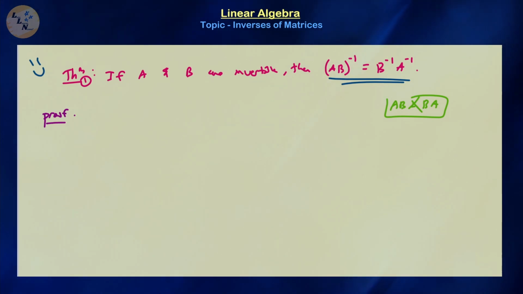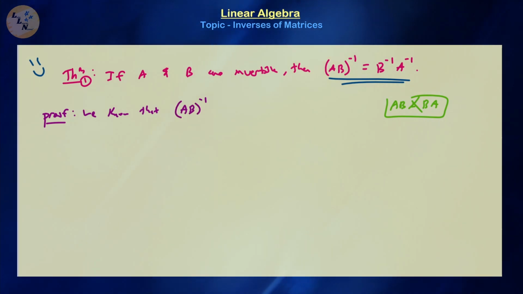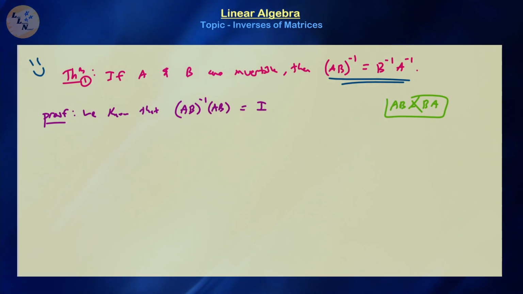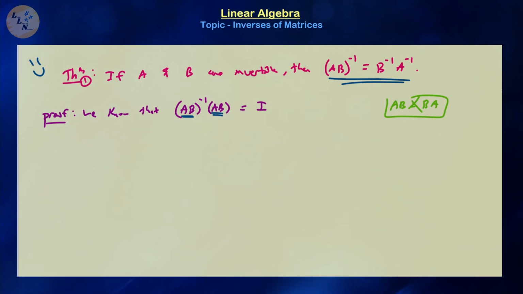Okay? Proof. So we know that the inverse of the product times the product is going to be equal to the identity. So we're focusing on the product AB here, so we can call it C. So C inverse times C is going to be equal to the identity, else it wouldn't truly be an identity, would it? So if that is the case, what can we get from this particular identity? We're going to have (AB) inverse times AB is equal to I.